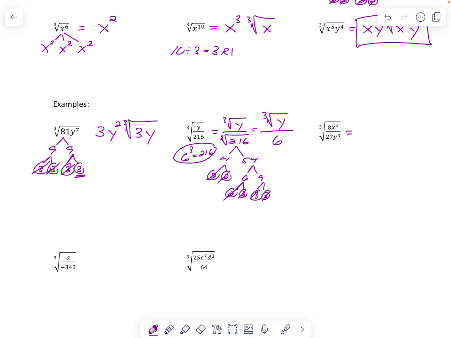The smaller ones you're going to learn. Like 8 is 2 to the 3rd. Okay, so let's say it this way. This is the same as the cube root of 8x to the 4th over the cube root of 27y cubed. So 8 is 2 times 2 times 2. So that's coming out, and x comes out, but 1x stays inside. 27 is 3 times 3 times 3. So 3 comes out, and the y we have a triple of. So that is that.